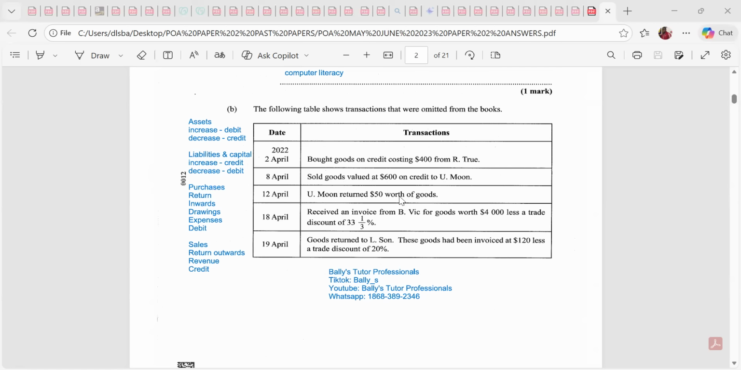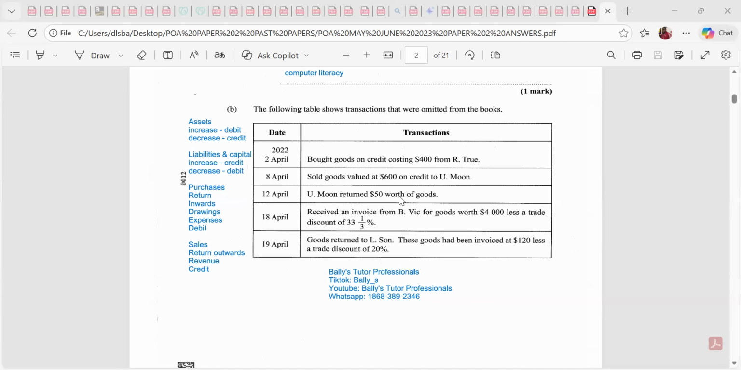Last one: goods returned to L Son. That will be return outwards because we are returning the goods. It'll be 120 less a trade discount of 20%. Again, you're not recording the trade discount, but you're going to calculate it. If you minus 20% of 120, you'll remain with $90. Return outwards is always what, debited or credited?